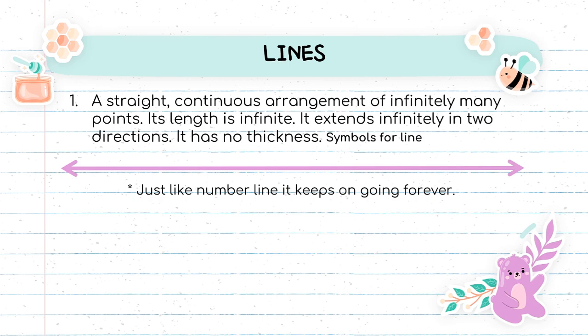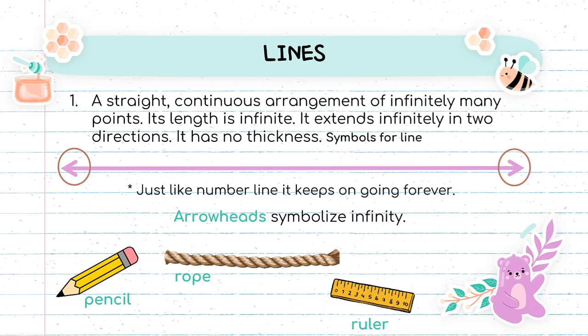Eh bakit ma'am ganyan ang itsura? Why does it have an arrowhead? The arrowhead symbolizes infinity. So infinity na yon, yung arrowhead symbolizes no end. And here are the examples of lines in the real world. We have pencil, rope, and ruler.